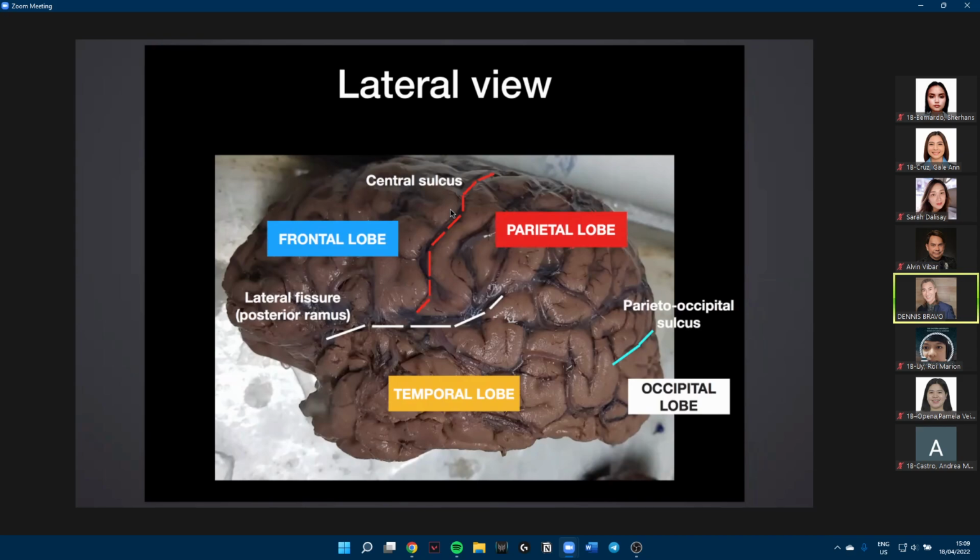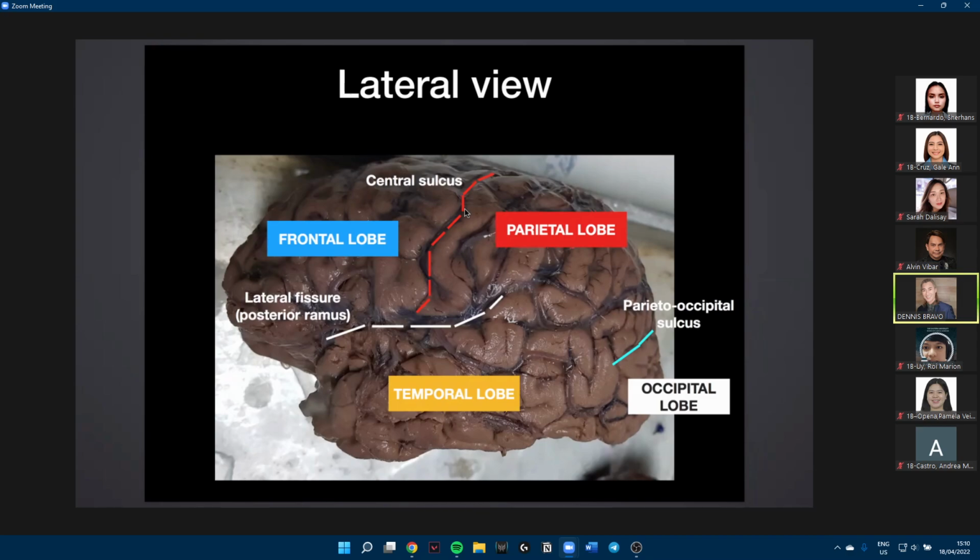Now let's view the cerebrum from the side, or the lateral view. What you're looking at here is the left cerebral hemisphere. Again, this would be the frontal aspect, whereas this would be the posterior aspect. Right away, there is a very prominent groove that divides the cerebrum into the frontal lobe and the parietal lobe. This is known as the central sulcus of Rolando, or you can just call it the central sulcus for short. And like I said, this is very prominent on the lateral view.